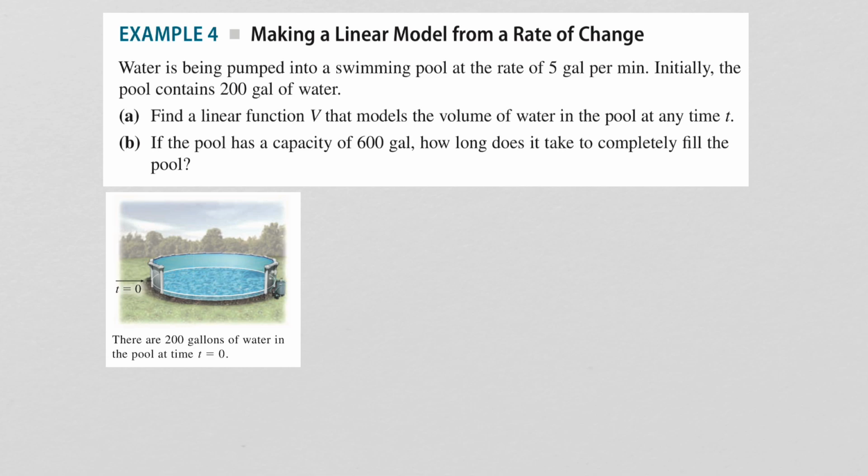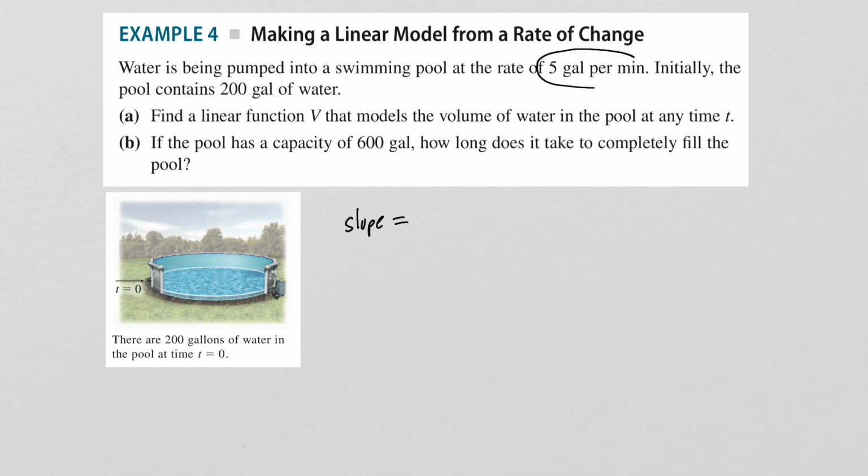Next, let's make a linear model. Suppose water is being pumped into a swimming pool at the rate of 5 gallons per minute. Initially, the pool contains 200 gallons of water. Find a linear function v, where v stands for volume, that models the volume of water in the pool at any time t.